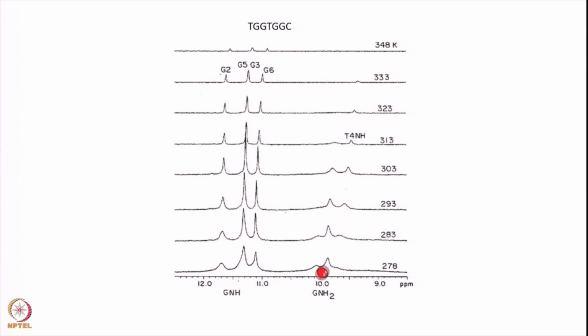The T4NH to this one, you see it is seen even at a high temperature like 313. These are typical of the G tetrad, the 4 Gs which are present here. Okay, these are shown here, and the central T is also involved in the tetrad formation, and that is what you are seeing in this area there. Okay, this peak is shown.